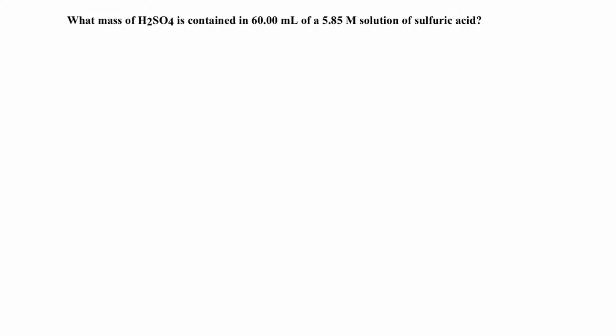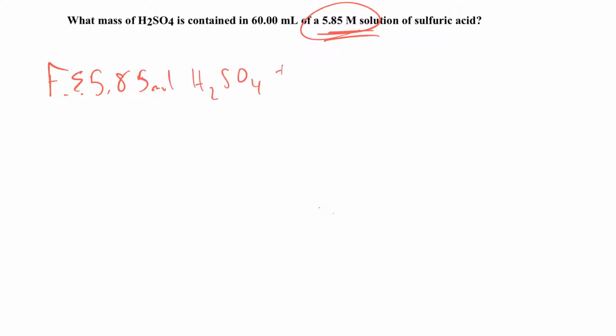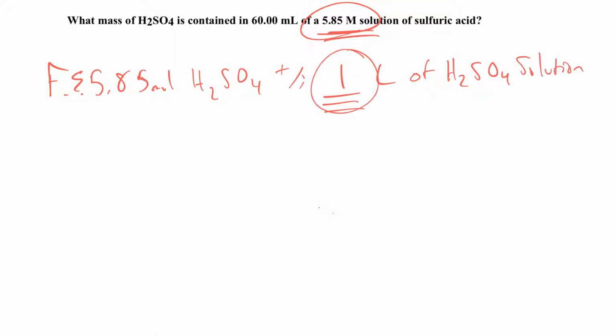Okay, the first problem, number 17, said what mass of H2SO4 is contained in 60 milliliters of 5.85 molar. And remember, that means we can write for every 5.85 moles of H2SO4, there is 1 liter of H2SO4 solution. Meaning that in order to make 1 liter of this, I needed to dissolve 5.85 moles of this in there.